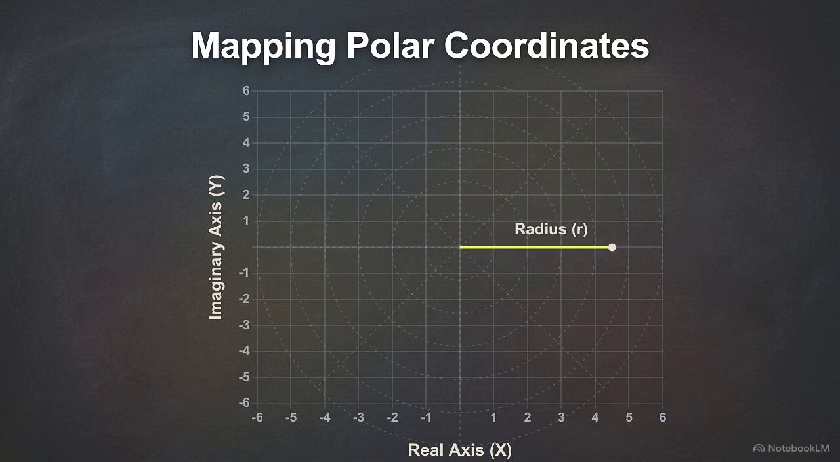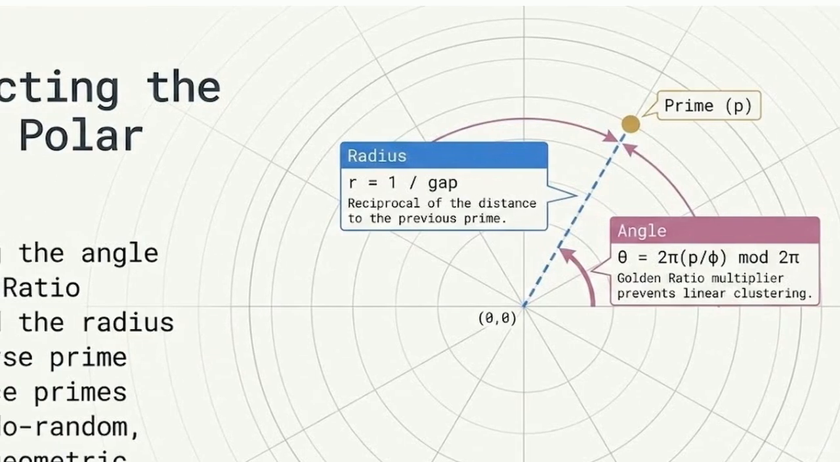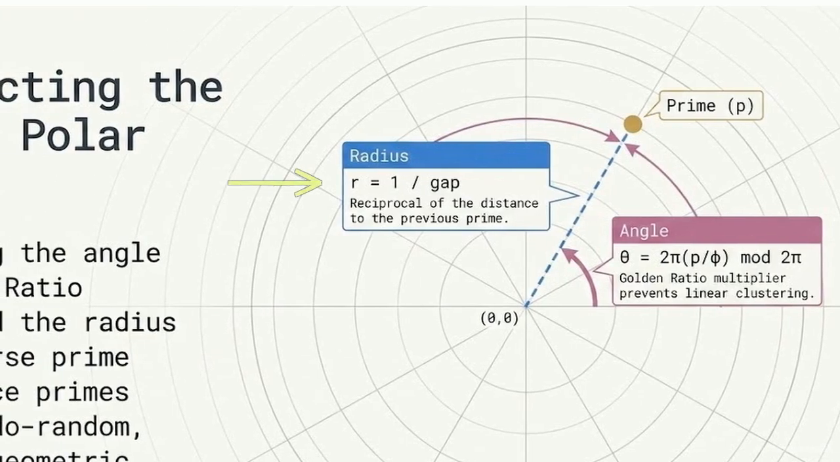Every point requires two pieces of information, a radial distance from the center and an angle to sweep around the origin. Looking at this schematic, the purple box shows angular placement, dividing the prime by the irrational golden ratio, phi. This scatters targets pseudo-randomly, avoiding rigid clustering. The blue box shows distance. The radius is the reciprocal of the gap between consecutive primes.